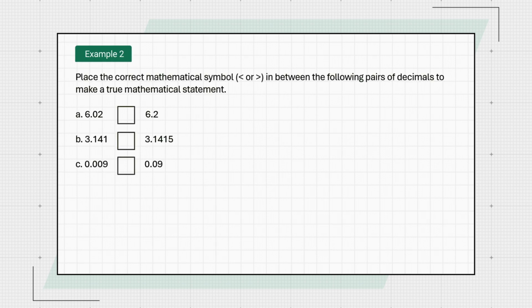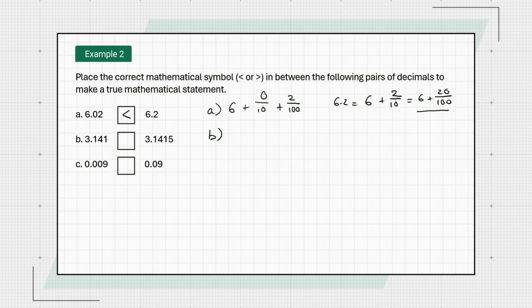Alright, for this one, we're going to start by comparing 6.02 to 6.2. 6.02 is 6 plus 0 out of 10 plus 2 out of 100. And 6.2 is the same as 6 plus 2 groups of 10, or 6 plus 20 out of 100. So this one here is clearly larger. So 6.2 is greater than 6.02.